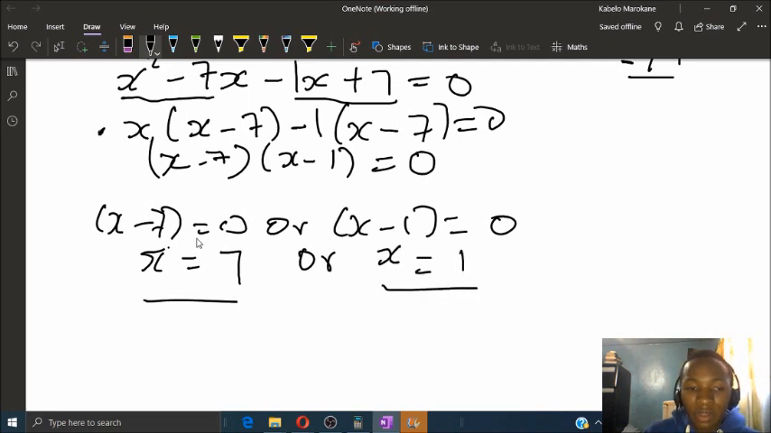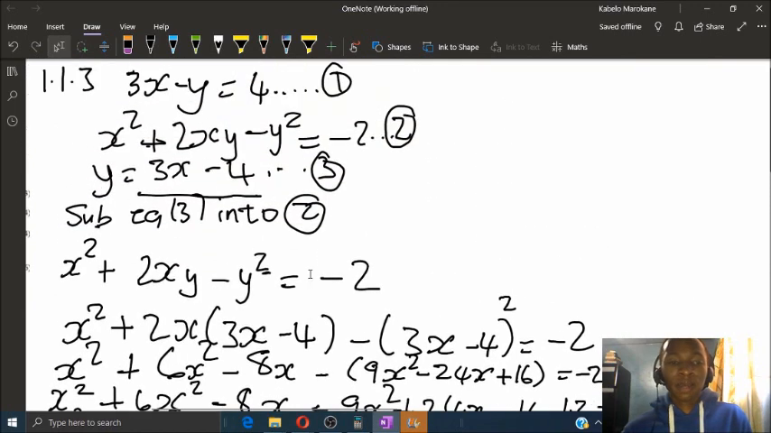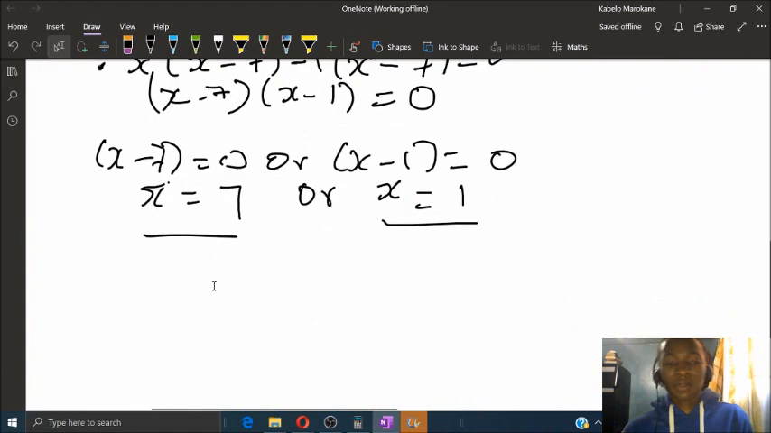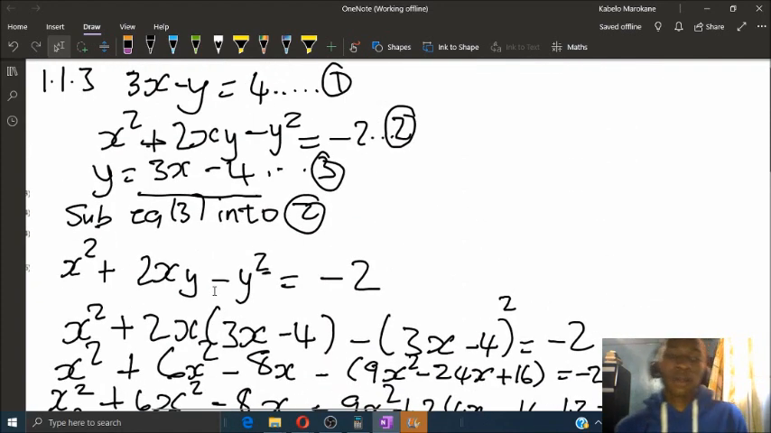So we are almost done now. We have our x's, now we are left with y. We have solved for x, now we are left with y. So let's go back. We need to substitute x equals 7 and x equals 1 to get the y corresponding coordinates. So we have to use an easier equation that will help us to get our answer quickly. So the easiest one is this one, equation 3, okay, which says y equals 3x minus 4.